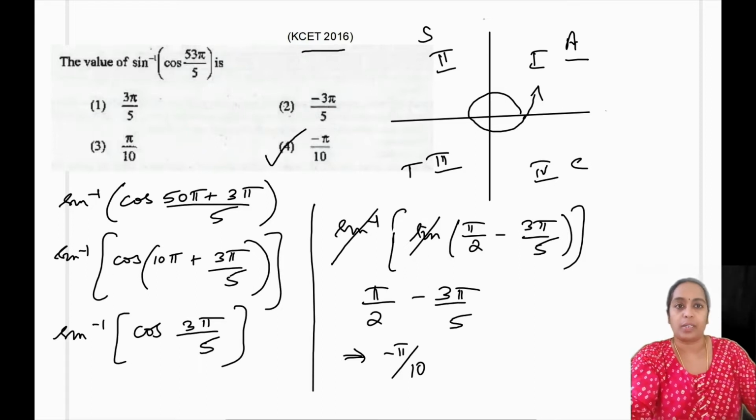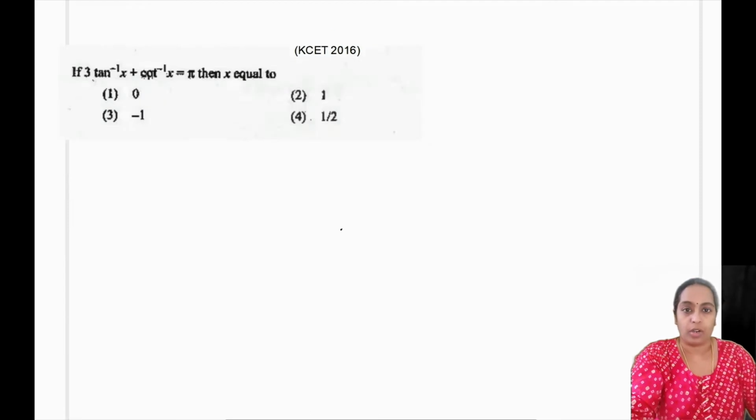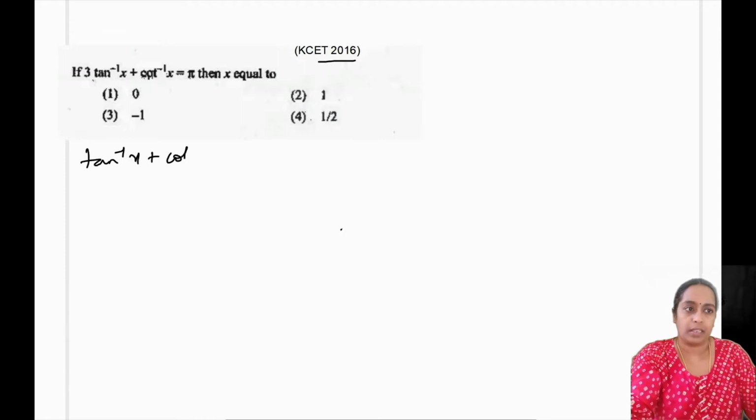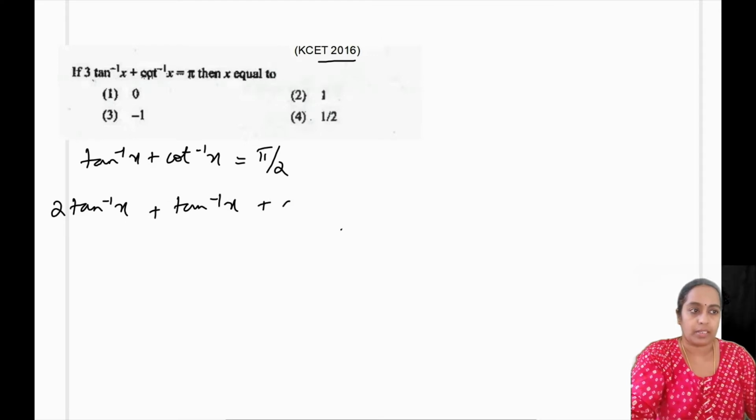So moving on to question number 2. If 3 tan inverse x plus cot inverse x is pi, then x is equal to. So this question is from the KCET 2016 question paper. So we have the property tan inverse x plus cot inverse x equals pi by 2. So let's see whether we can use it here. So 3 tan inverse x, we can write it as 2 tan inverse x plus tan inverse x. Then we have cot inverse x plus cot inverse x equals pi.